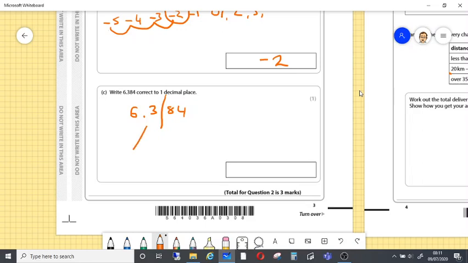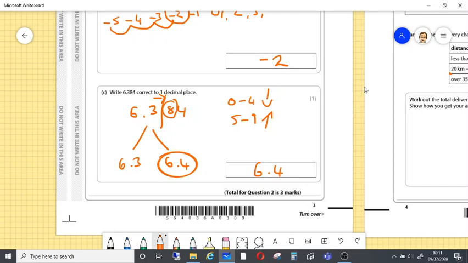So the answer is either going to be 6.3 or it's going to be 6.4. And the rounding rules tell us to look at the neighbour to the right, which is this one here, and that will give us the answer. So if it's 0 to 4, we round down. If it's 5 up to 9, we round up. So we're going to round up, and the answer to this is 6.4. No problems so far. This is good.